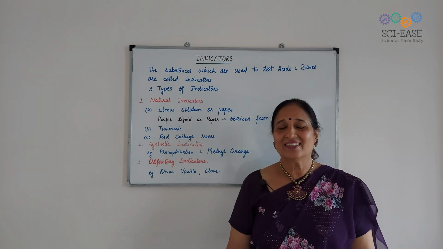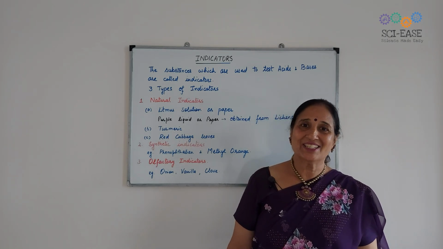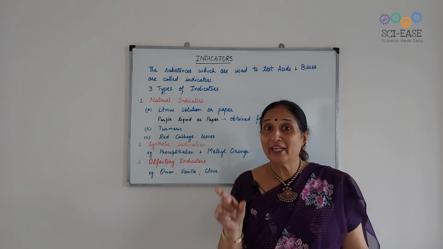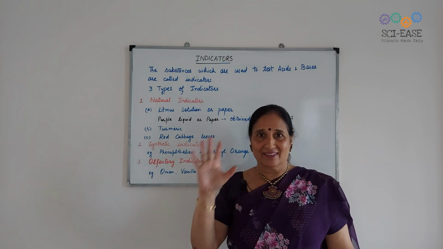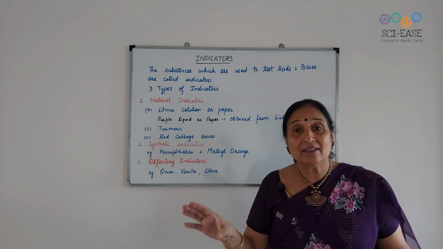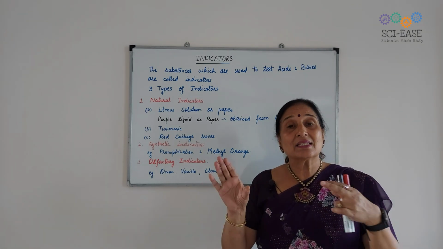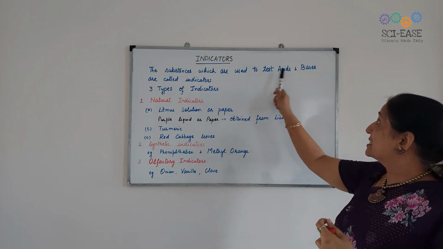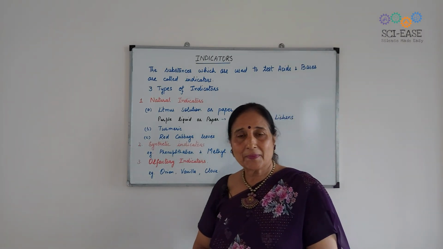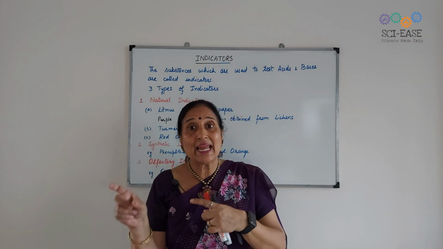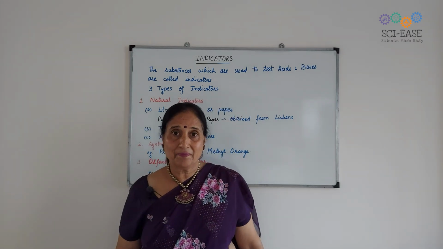We have started the chapter acids, bases and salts, and here I want to tell you about the indicators. What do you mean by the term indicators? Indicators are the substances which are used to test acids and bases. Okay? Which are used to test acids and bases.